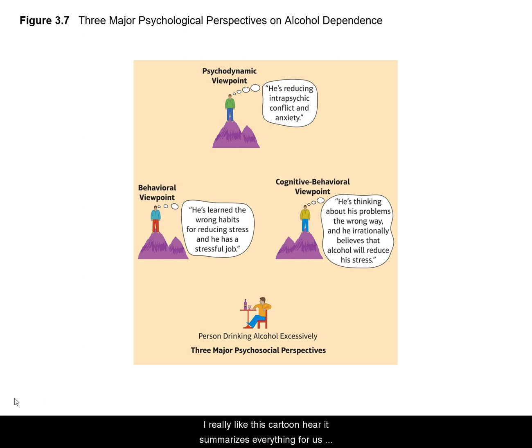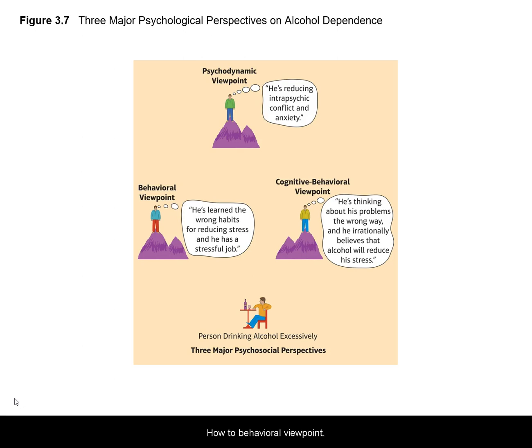I really like this cartoon here. It summarizes everything for us and it's very simplistic. This is a person with a drinking problem, as you see that guy down there on the chair and the table. According to the psychodynamic view, he's reducing intrapsychic conflict and anxiety. And what would we say that conflict was? Between the id and the superego, right? And so the ego's trying to develop all these defense mechanisms to satisfy this conflict between id and superego.